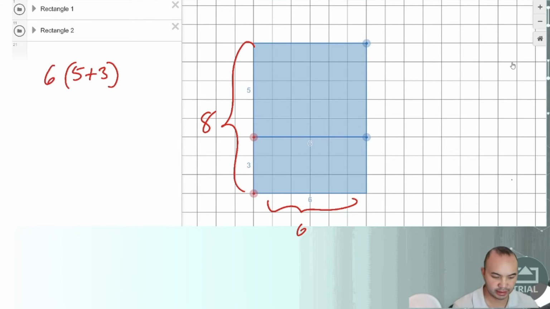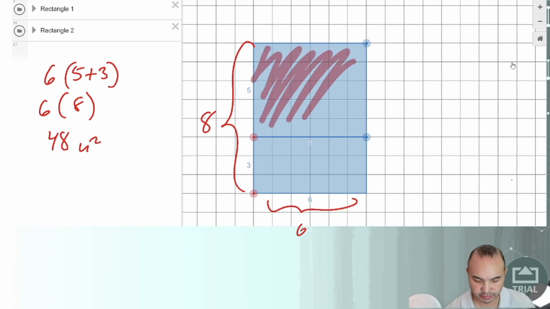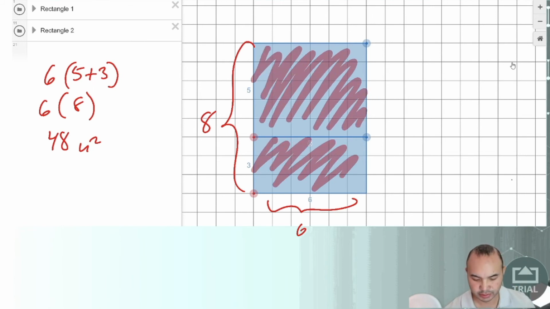And if I did that, I would get 6 times 8, which is 48. All right, 48 units squared, that's the area. What's the other way you can do that? Well, you can also take different parts of the rectangle. So you could have this rectangle and this rectangle, right?